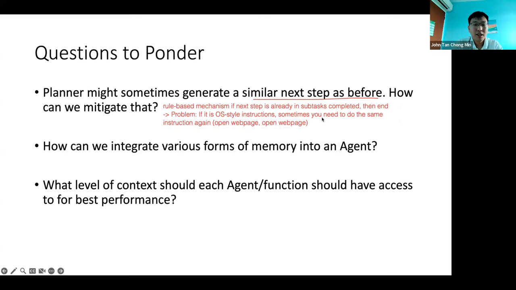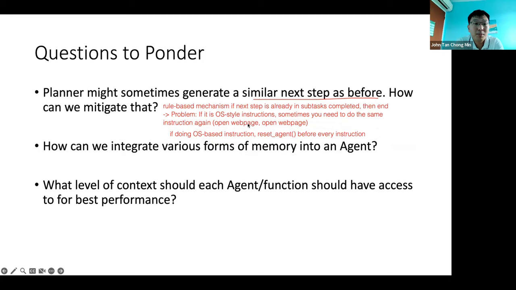Yeah, so I think one way to do this is, if doing OS-based instructions, reset agent before every instruction. Yeah, so this is the best fix I can think of so far. But right now, because I don't want the next step to keep looping forever, I actually do a rule-based hard exit. Okay, if we want to do the same instruction again, this is currently a limitation in TaskGen, still trying to figure out how to solve it.